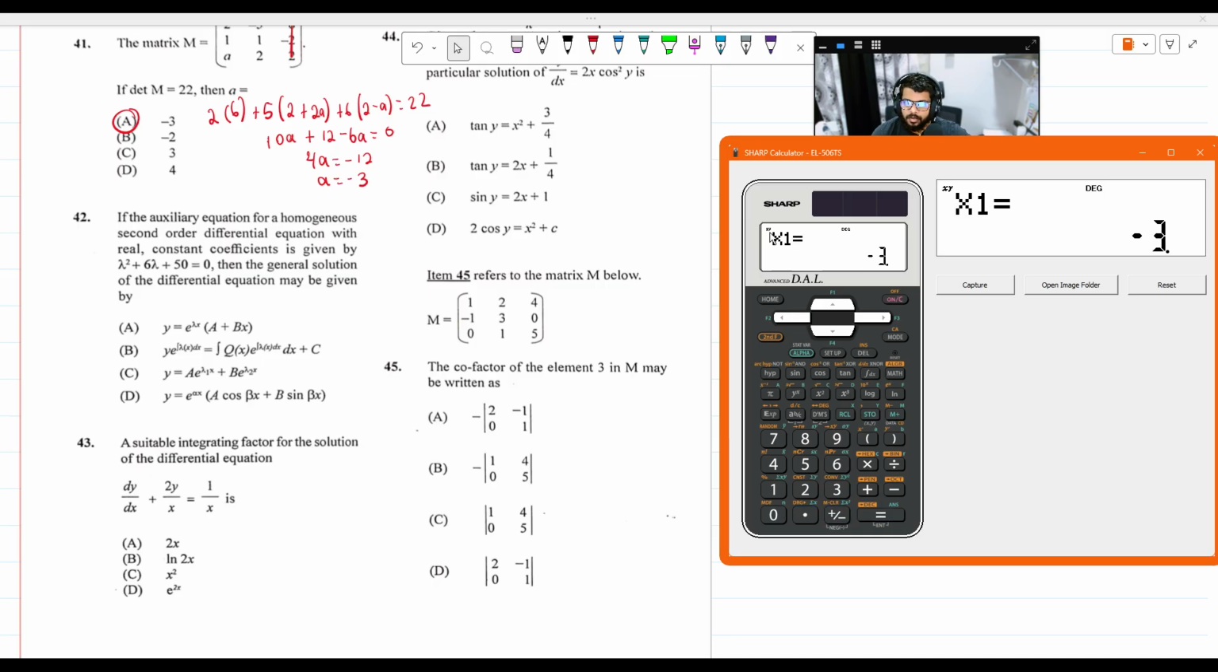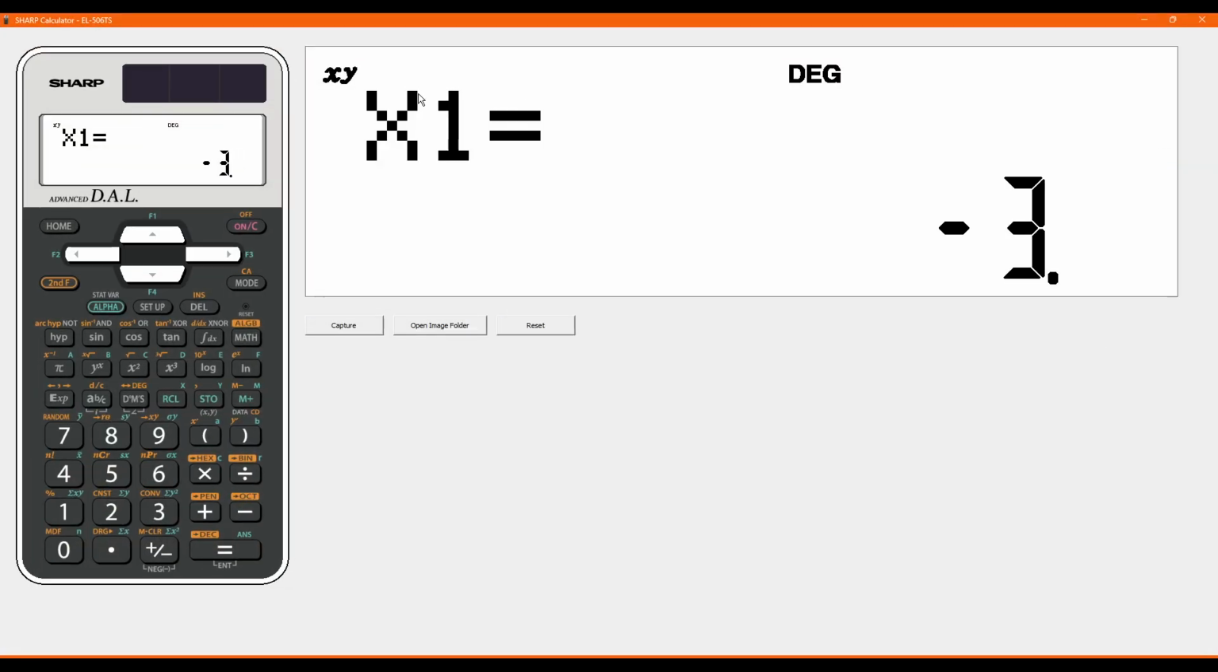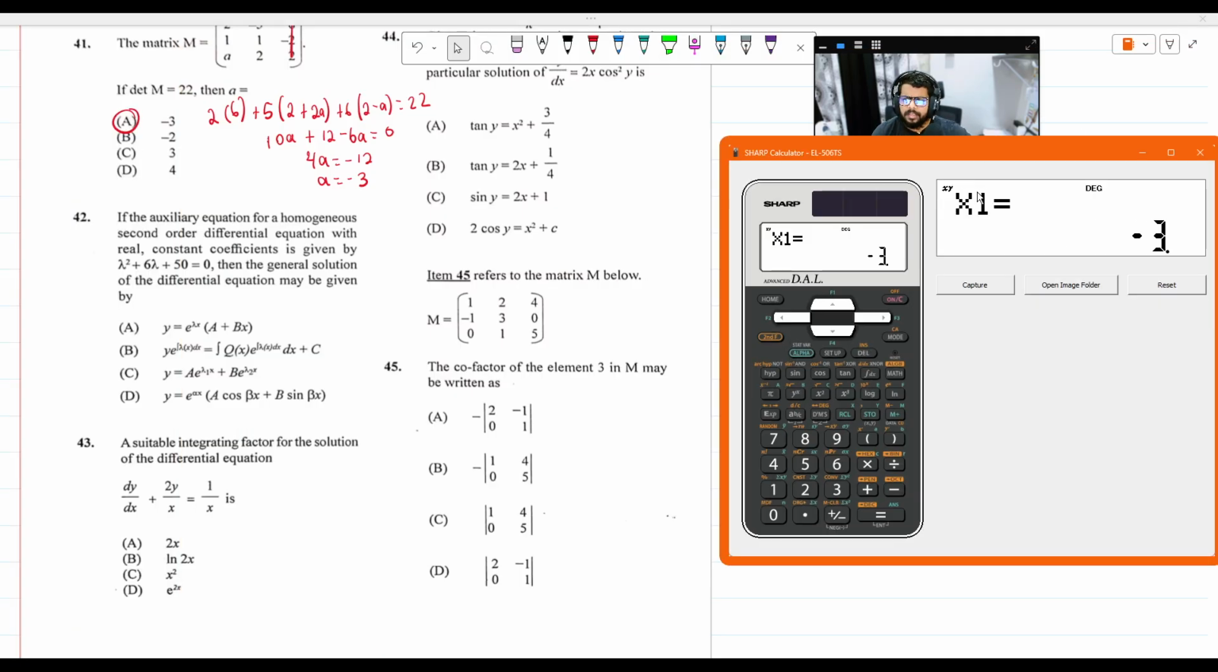Yes, we are getting complex roots because of this xy on top here, right? In the little corner. Let me show you. See this xy here on this calculator? That means we are in the complex category of the calculator, or the complex function of the calculator.